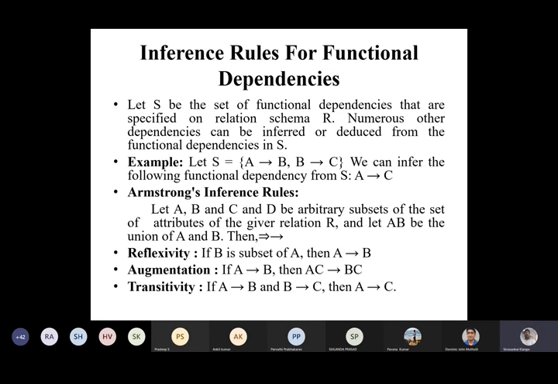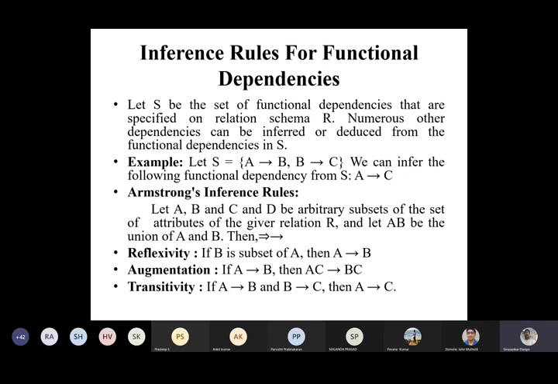So in order to infer some additional rules or additional functional dependencies, we go for the Armstrong inference rule. We'll study three properties of Armstrong inference rule: reflexivity property, augmentation property, and transitivity property, right? In the case of reflexivity property, if B is a subset of A, then A determines B holds good. It's known as reflexivity property, right?